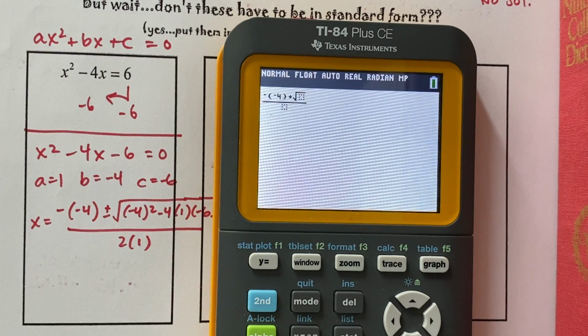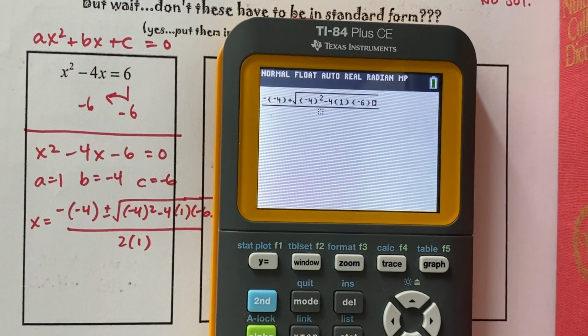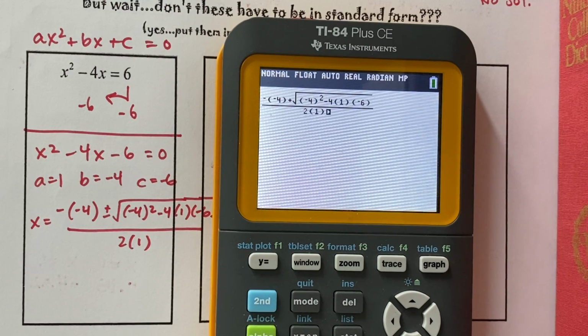Square root of, in parentheses, negative 4 squared. This is one, and we have not had a negative b since we've been putting these in the calculator. If you do not put that in parentheses, you will get the wrong answer every single time unless b is 0. But other than that, you will. So be very, very careful with your parentheses there. So minus 4 times 1 times negative 6, and then go down, and then 2 times 1 in the denominator.